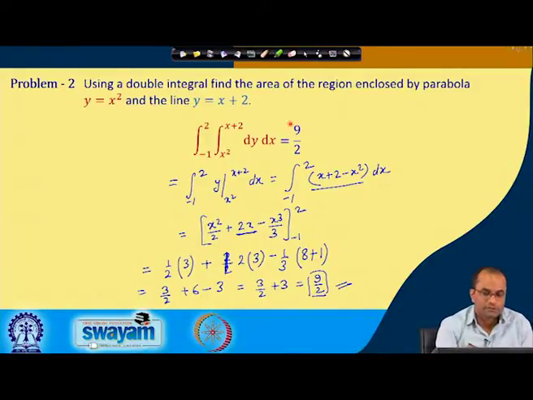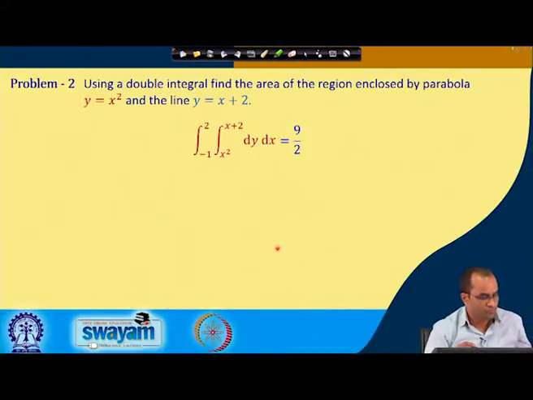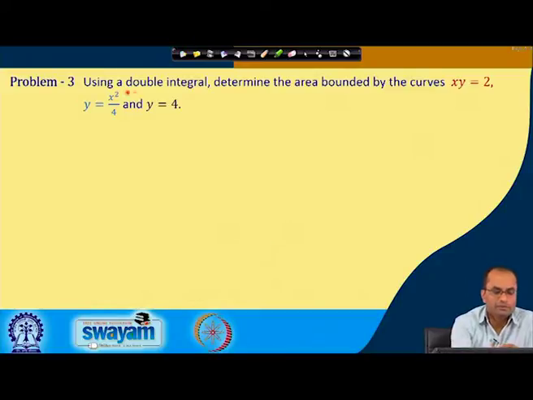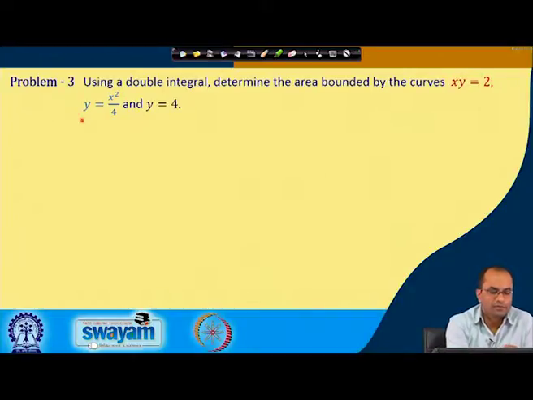Which is also written there. So, now we will take one more example for the area, where we want to again use the double integral and determine the area bounded by the curves xy is equal to 2. So, now we have three curves here, xy is equal to 2, and y is equal to x square by 4, and y is equal to 4, this line parallel to the x axis.